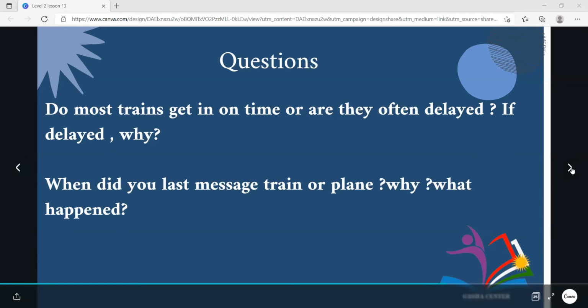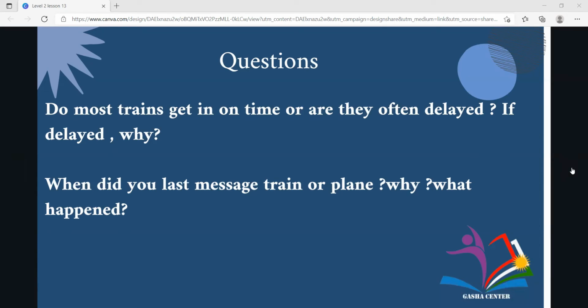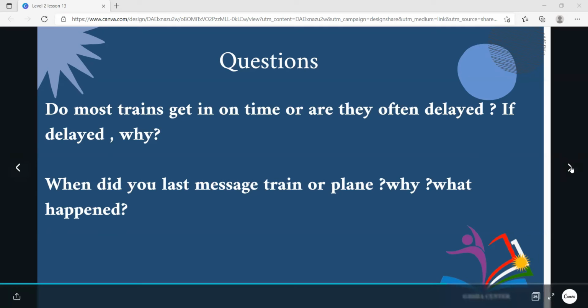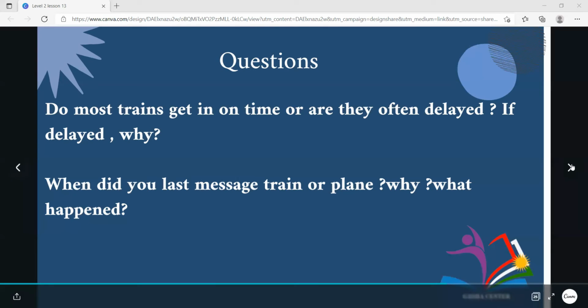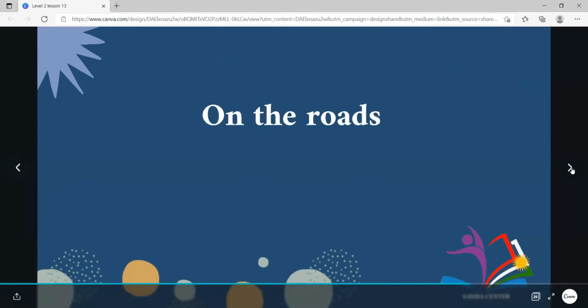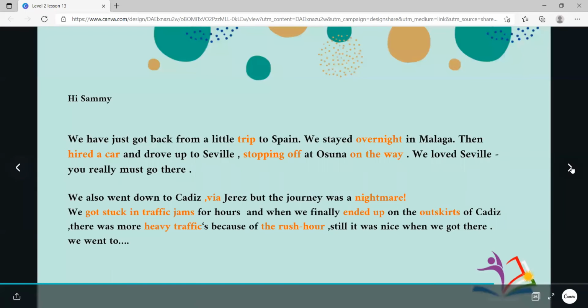Sometimes you will miss the train or plane because it will break down on the way. It will come late and you will miss it, of course, because you don't get to the place on time. You will miss it. Let's go. Yeah, on the roads.